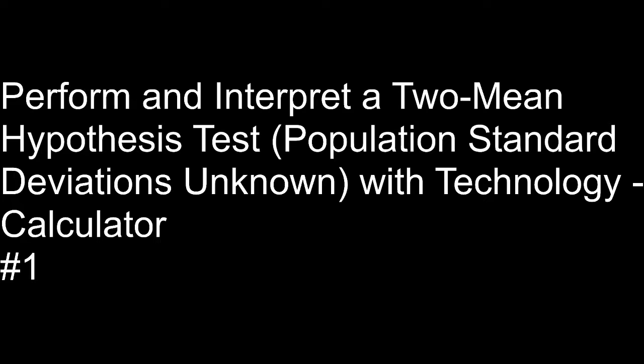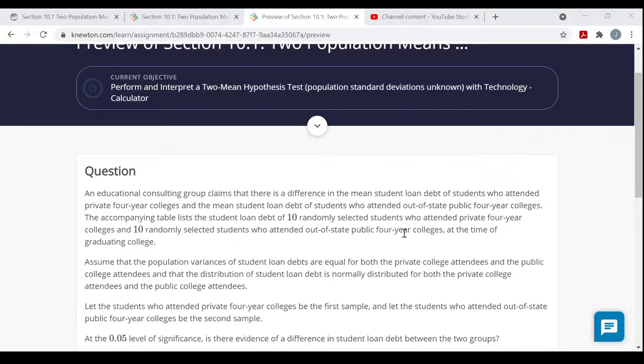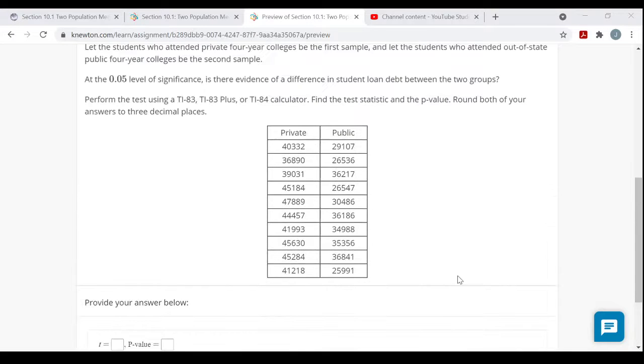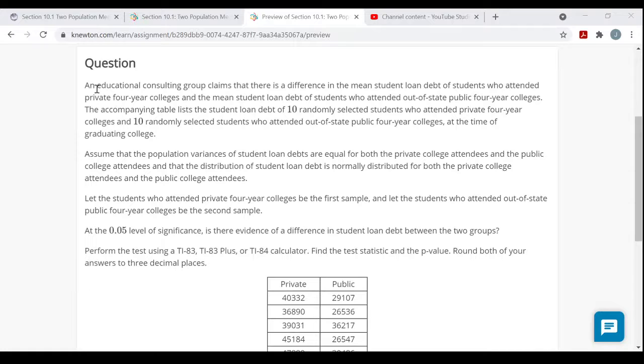Please click on the More Instruction. They'll show you exactly how to use an 83 to perform what they ask us to perform here, these two-mean hypothesis tests. So again, please look at More Instruction, look at their videos, their notes, their examples, how they're doing things on the TI-83.